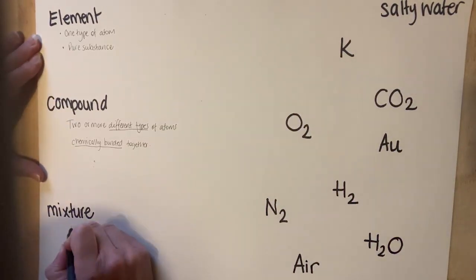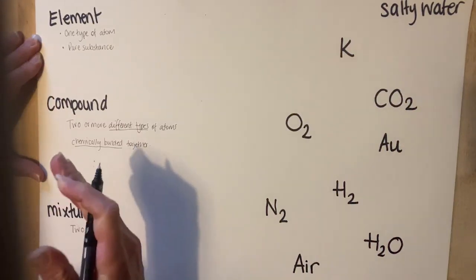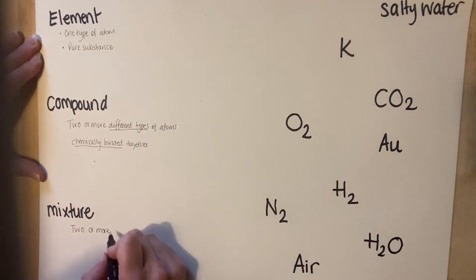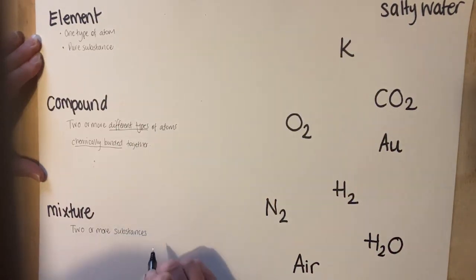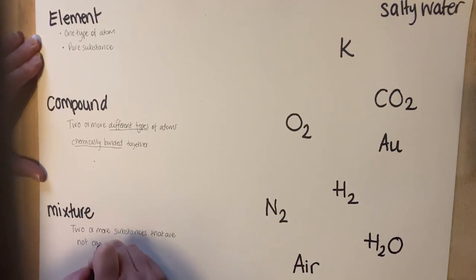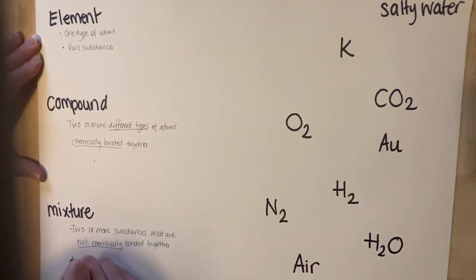Okay, so in this case we would write two or more, and because it can be atoms or it can be compounds, I'm going to write two or more substances because that covers everything. Two or more substances that are, in this case, not chemically bonded together, and that makes them easy to separate.